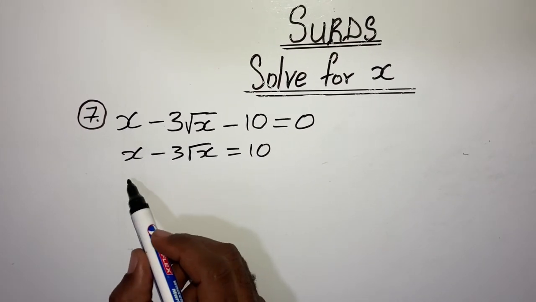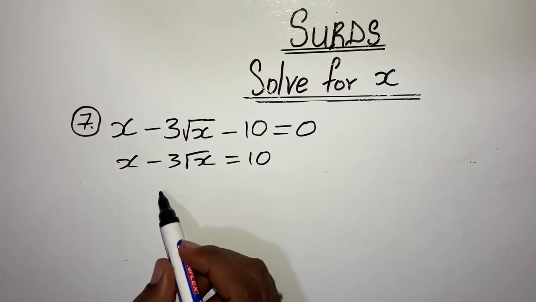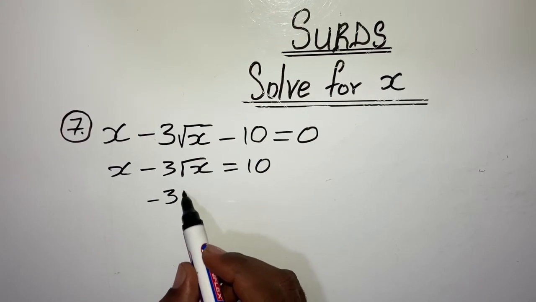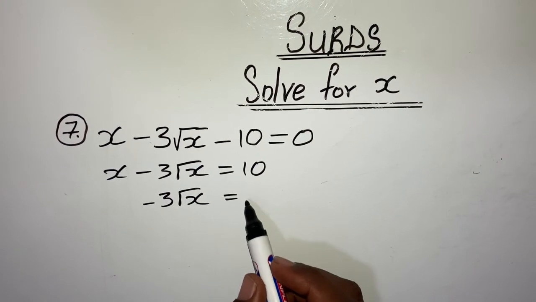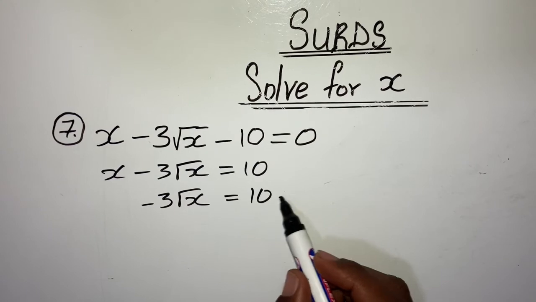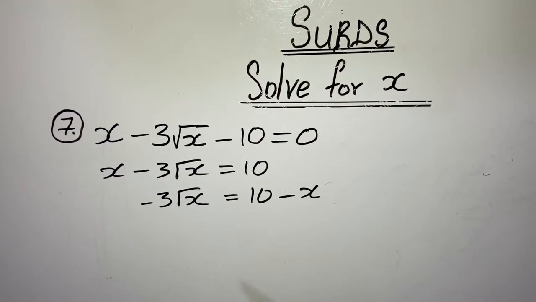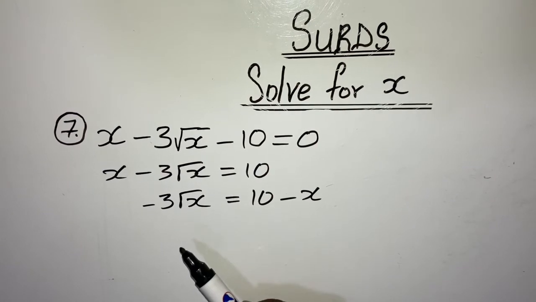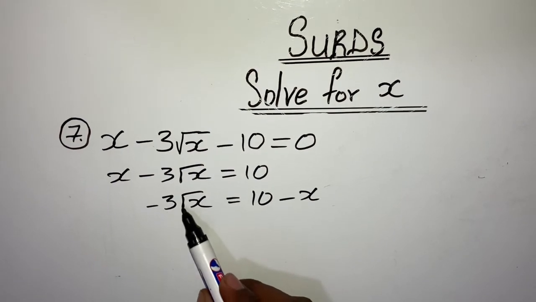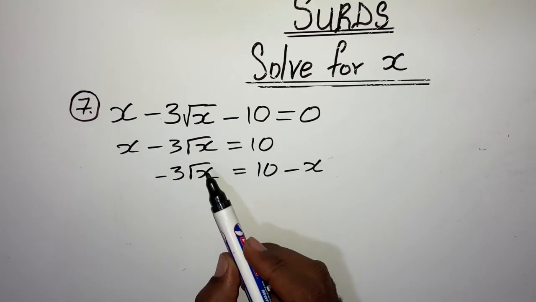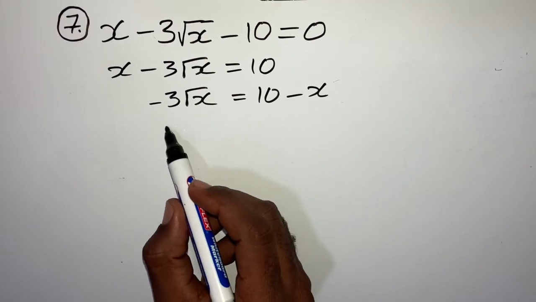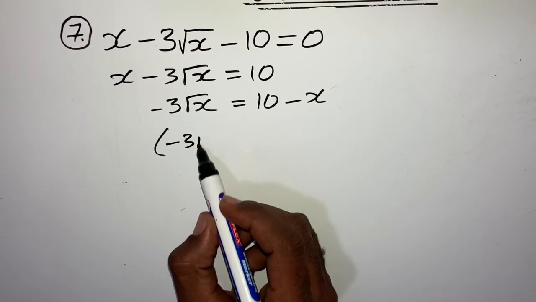Then next up, we must take this x to the other side. So on our left, we remain with negative 3 root of x being equal to 10 minus x. So now that we have left our negative 3 root of x on our left side, we have to remove the root. And to remove a root, we square.